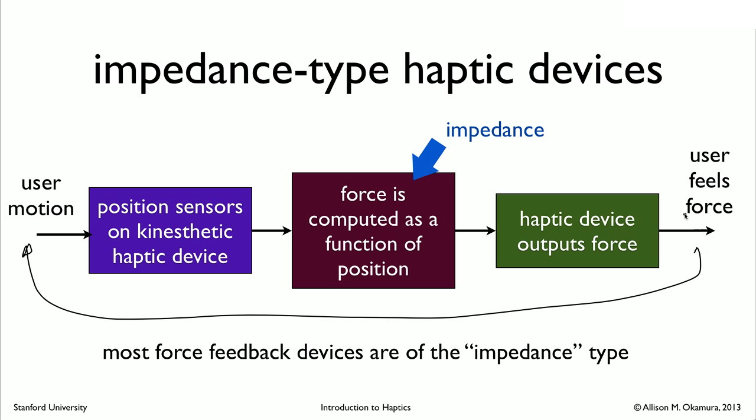The key thing to note here is that for impedance-type haptic devices, this force, which is computed as a function of position, is generated by an impedance control law. So you say that force is going to be some function of position or motion. It could also be derivatives of position like velocity or acceleration. And that is the impedance type control law that we refer to when we talk about impedance type haptic devices. As I mentioned earlier, most force feedback devices are the impedance type, as is your HapKit.